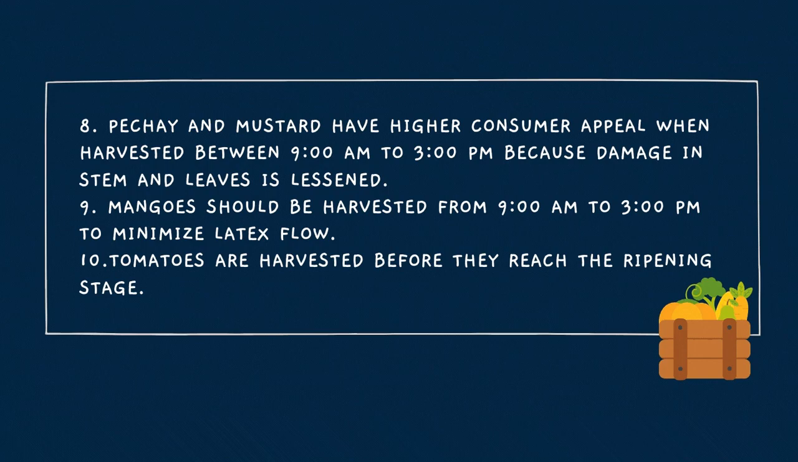Number 9. Mangoes should be harvested from 9 a.m. to 3 p.m. to minimize latex flow. And number 10, tomatoes are harvested before they reach the ripening stage.